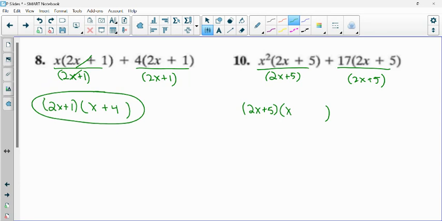And we're left with x squared plus 17. All right. So that is our one type of factoring, GCFs.